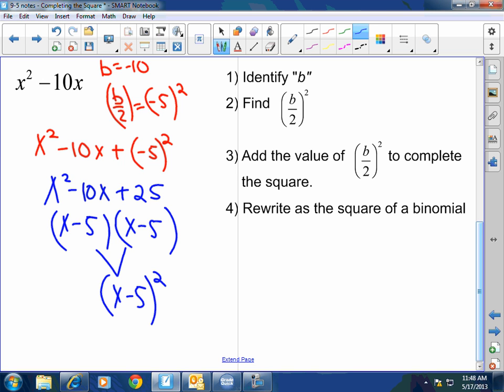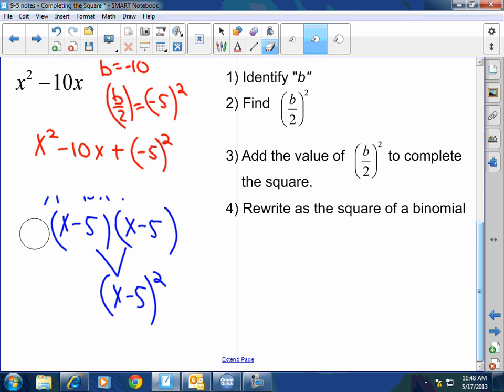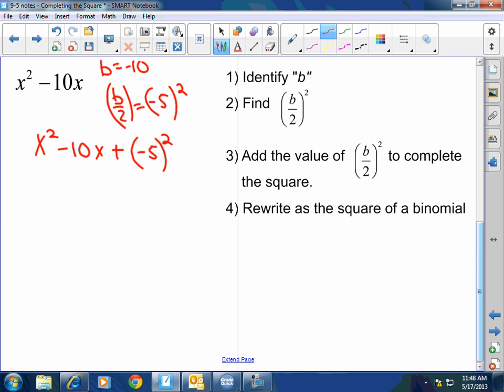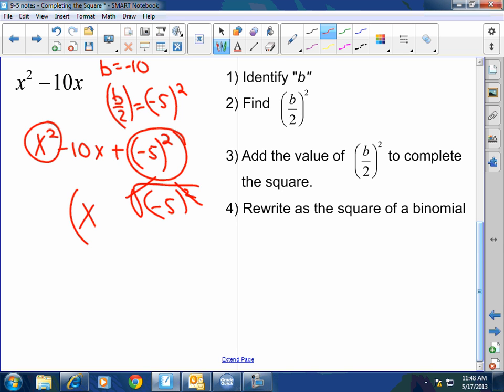So let me show you the way that I like to teach it. You ready? Okay, everything else stays the same. But to go ahead and write your perfect square binomial, what's the square root of the first term? What's the square root of the last term? No, guys, it's not 2, it's not 25. What is the square root of negative 5 squared? Don't those cancel? What am I left with? Negative 5. Square it and you're done.